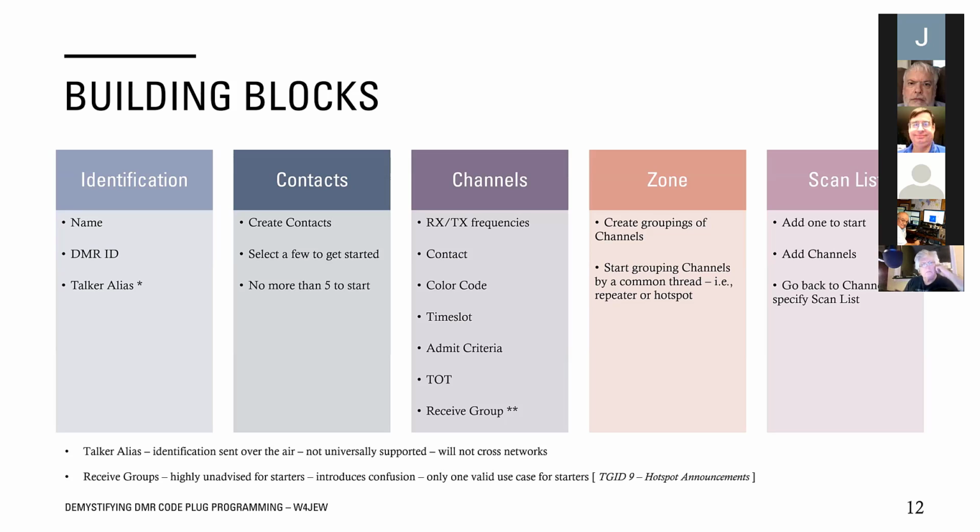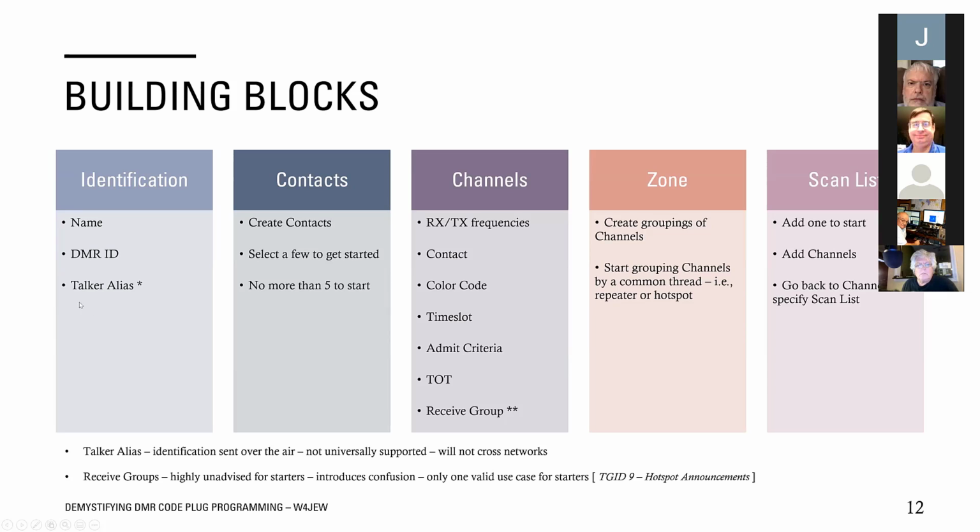What are the building blocks? When you start out with a code plug, you can keep this in front of you. This will help you with everything that you need, just this one slide. Put in your name, your DMR ID number. There is something called talker alias, and we can talk about it later, but it's basically, you know, in D-Star, when you key up, somebody else sees your call sign, your name, and whatever value you put in after your call sign. They see that, they get it over the air.